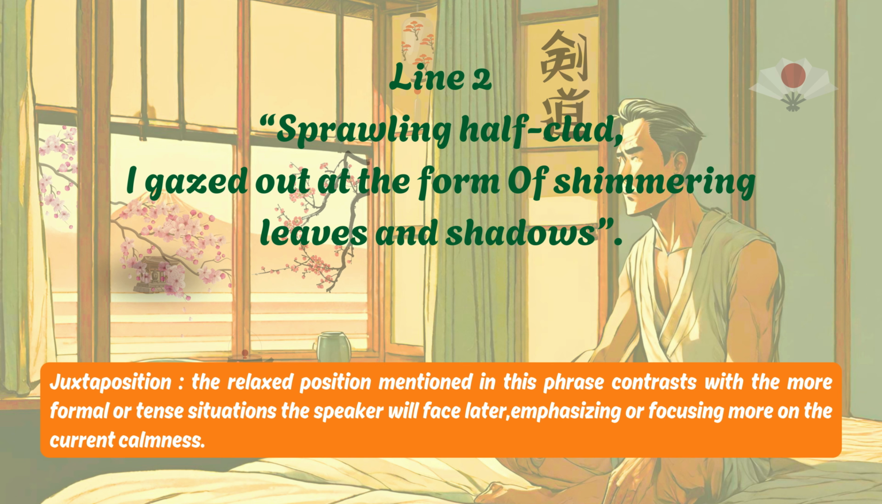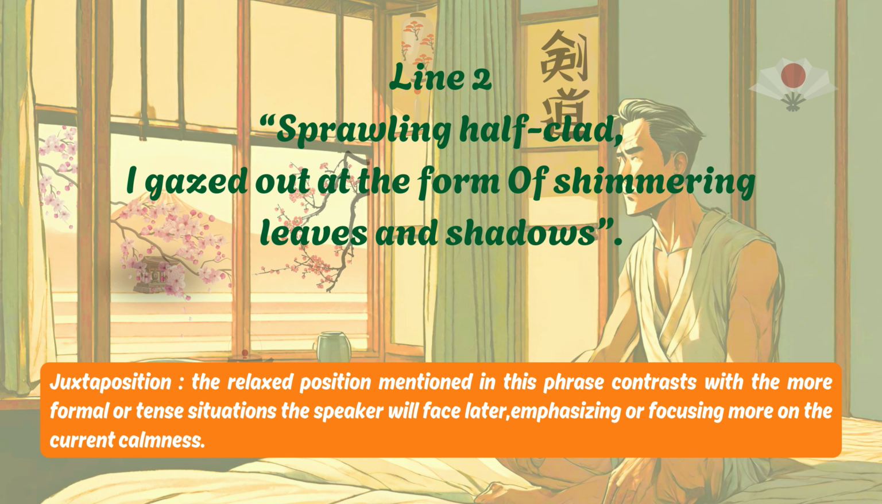Next line. Sprawling half-clad, I gazed out at the form of shimmering leaves and shadows. We know that this line is an example of juxtaposition. Now, juxtaposition refers to placing two things side by side to highlight their differences or to create contrast. For example, comparing light and dark to show how different they are.